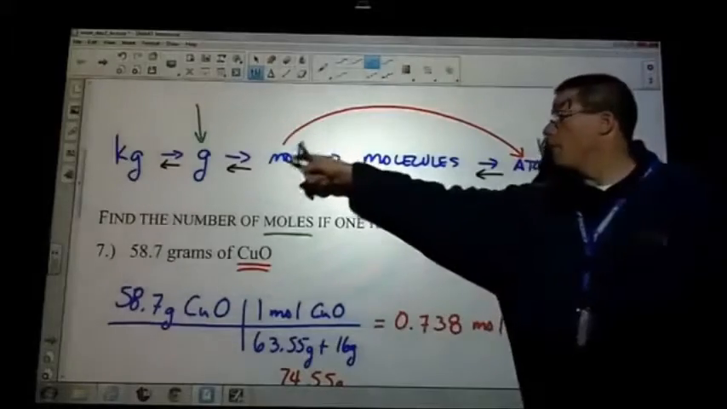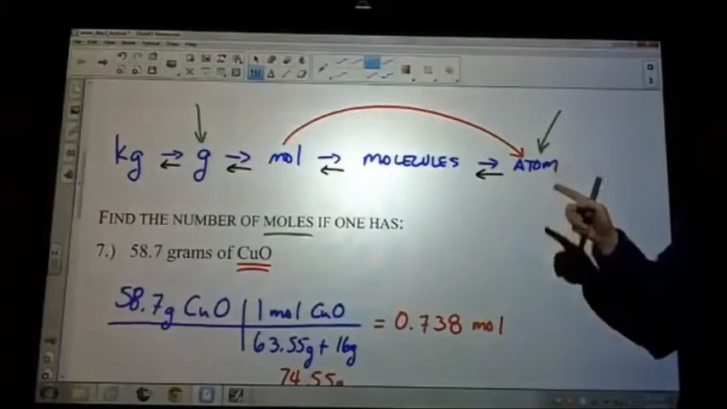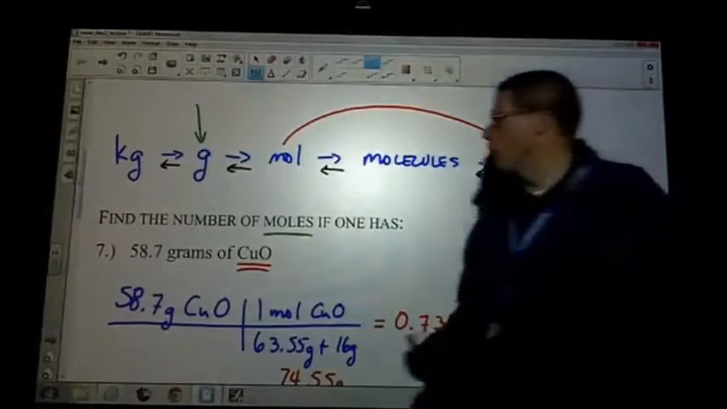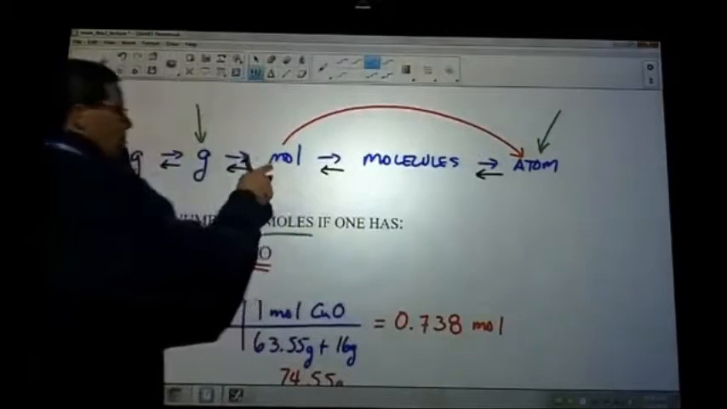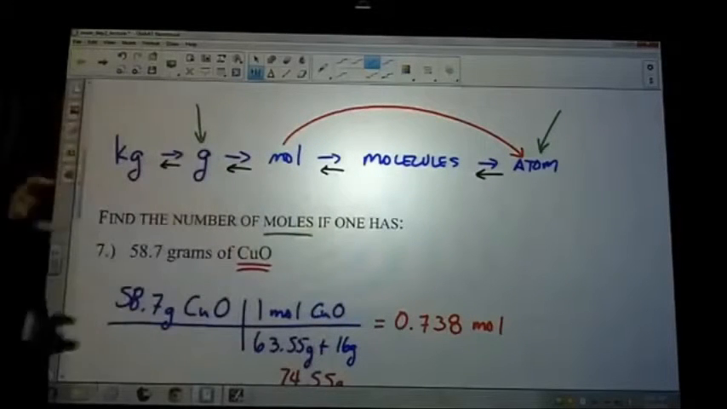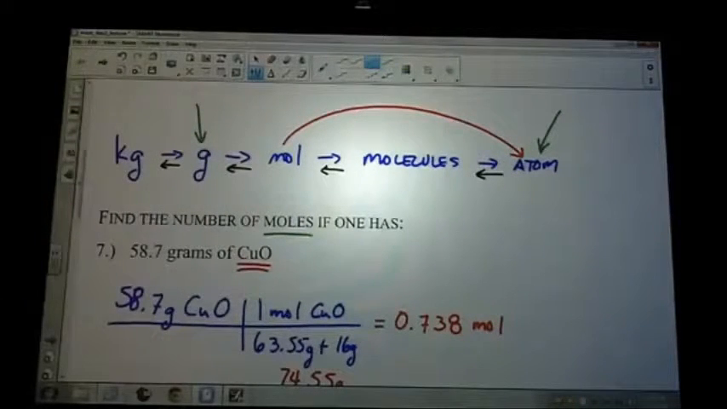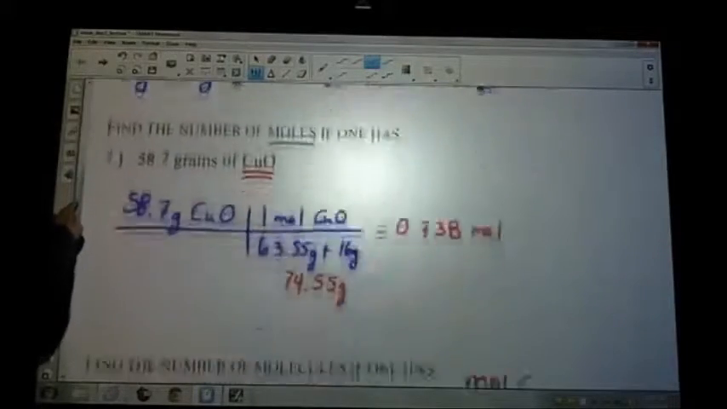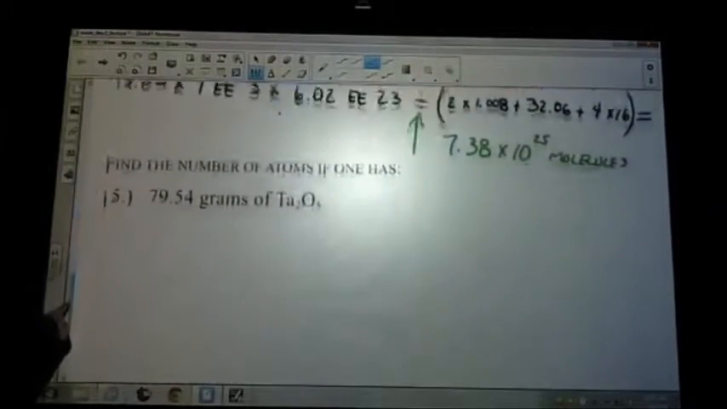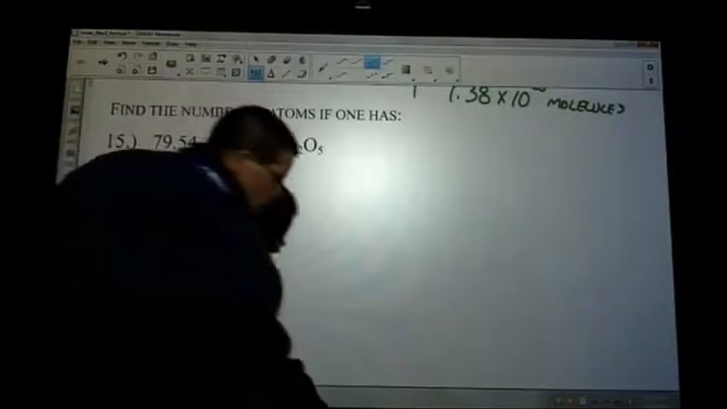Okay. Can I bypass molecule? No, because I have a molecule, so I don't want to do that. That would only take place if I gave you a single type of element, which I'm not doing yet. All right, so here we go. Start off with what you know.